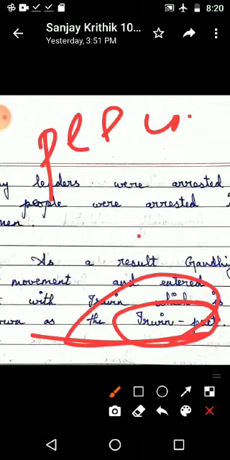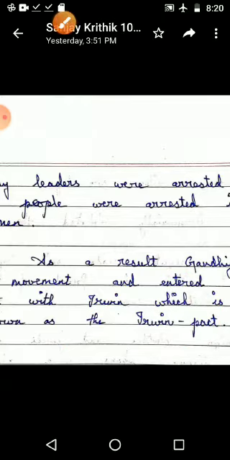So from this we can understand what the question is and what happened before, and what happened after the completion of the civil disobedience movement. So this should be your answer. You should write the answer very clearly.